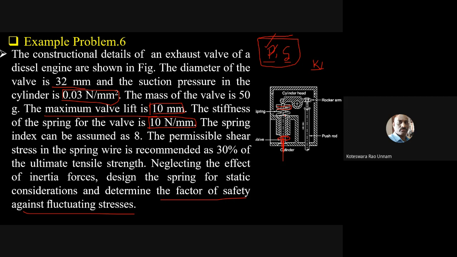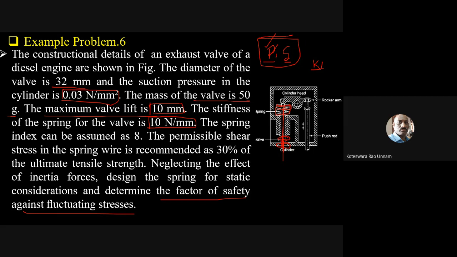So once you know these two things, then you can calculate the load, and in addition to that, he has given that the valve has a mass also. This valve has a mass of 50 grams. That means the self weight of this valve will also act on the spring. So that is also another load you need to consider on the spring. One is the load due to suction pressure, and the other one is the self weight of the valve. So those two will create a load on the spring.